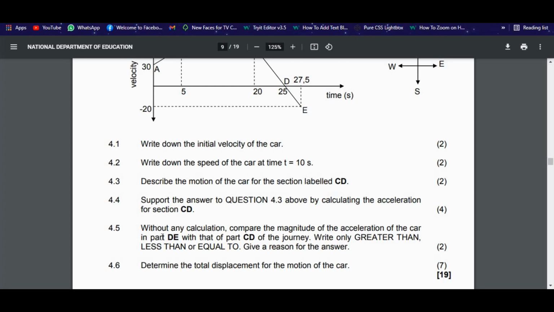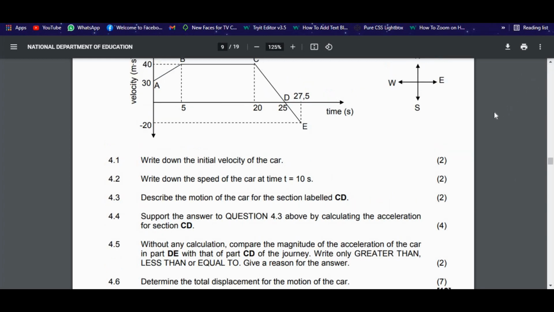Now, 4.6, this is your big daddy question. Determine the displacement for the motion of the car. Now, last week, remember, how do we determine the displacement from a velocity time graph? We take the area underneath the graph.